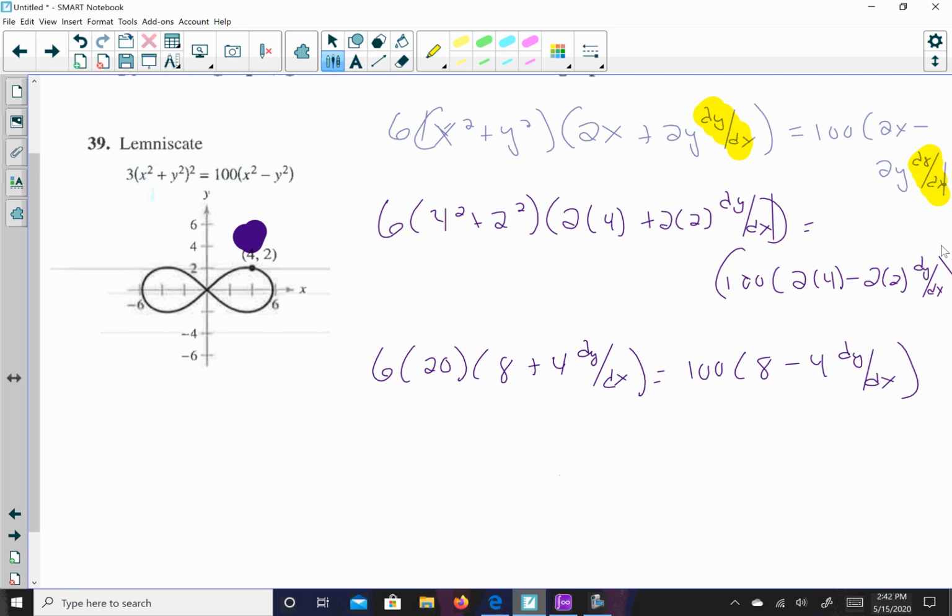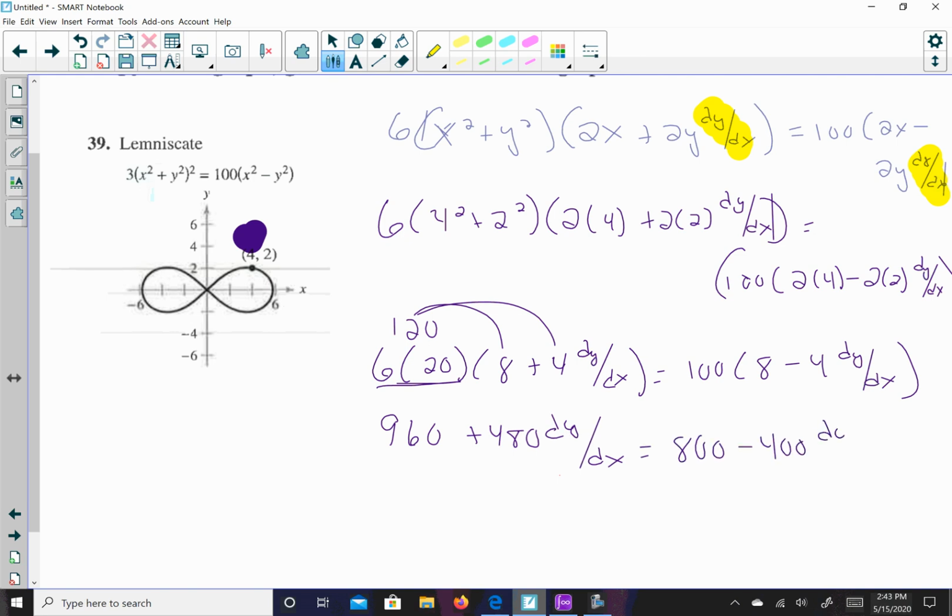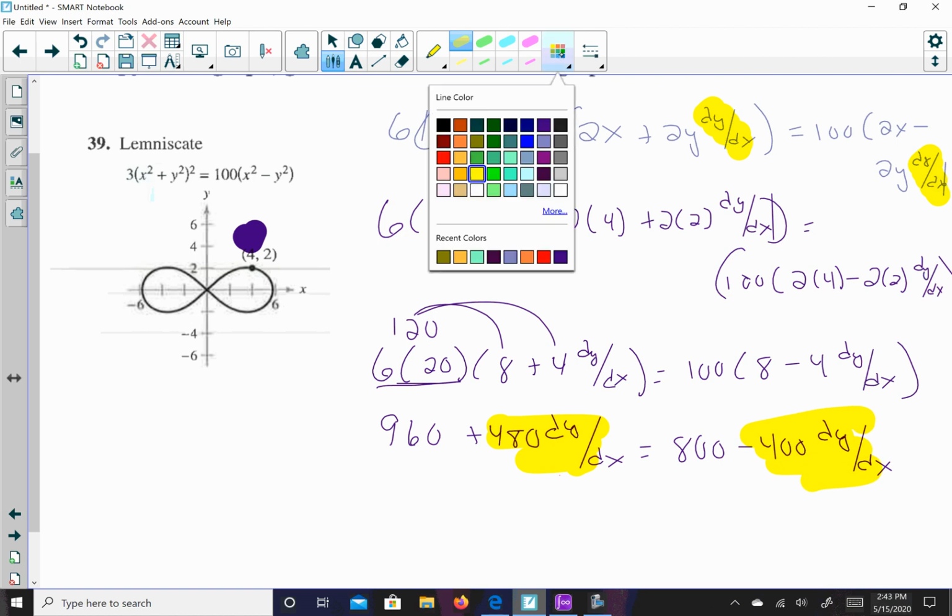I think it's, yeah, I was right. Why do I doubt myself? So this is 960. And I'm thinking this is 120. So 120 times 8, and then 120 times 4 will be plus 480 dy/dx is equal to 800 minus 400 dy/dx. So the dy/dx's I'm going to put on one side by themselves. Everything else will go on the other side.